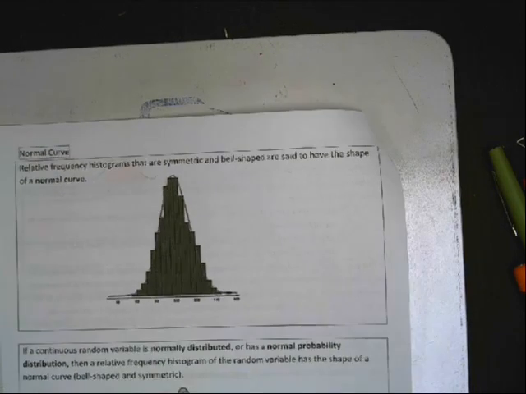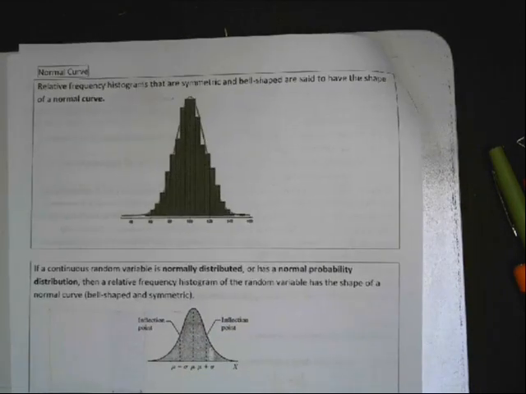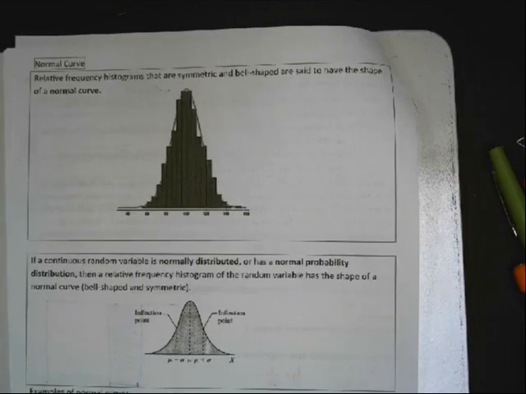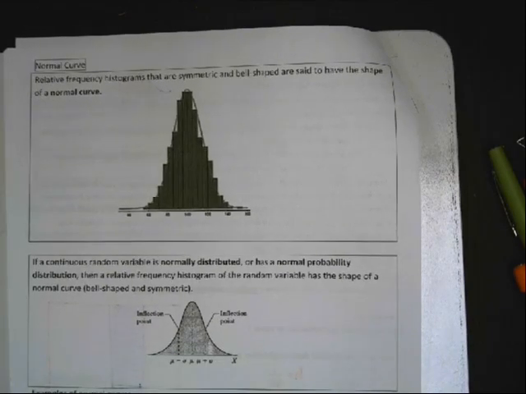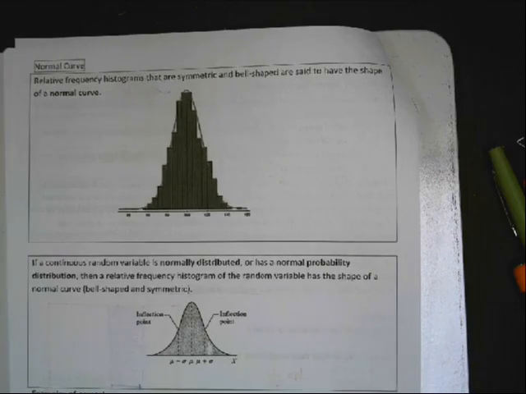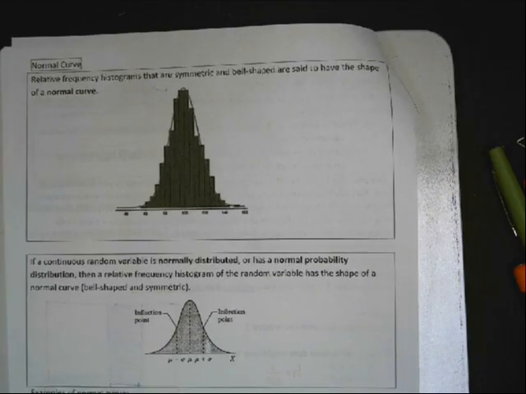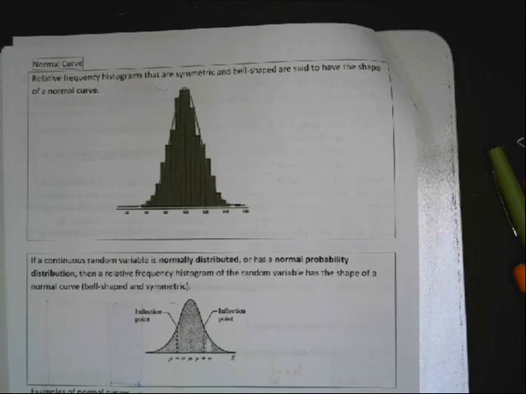Here's a normal curve. If a continuous random variable is normally distributed or it has a normal probability distribution, then a relative frequency histogram of the random variable has the shape of the bell curve, and it is symmetrical. We've dealt with this a lot, so you already know what this stuff is.